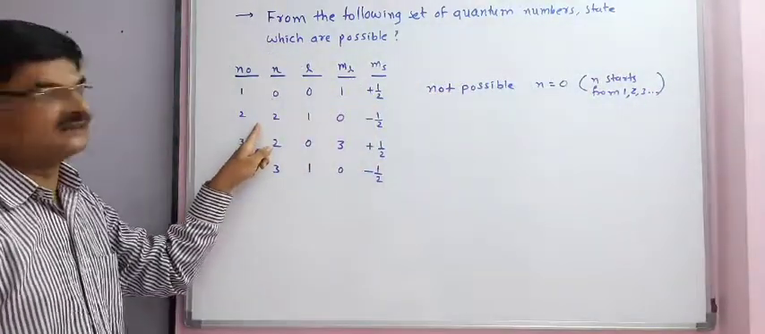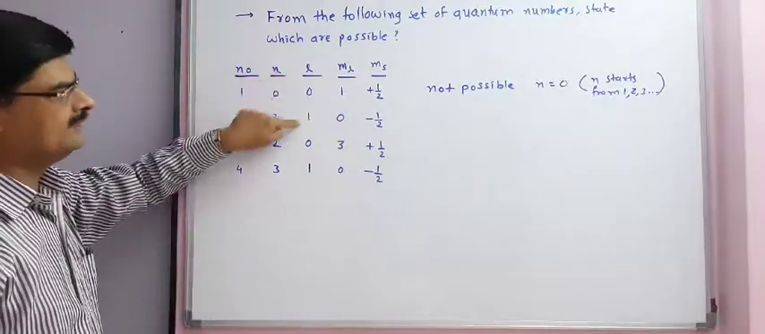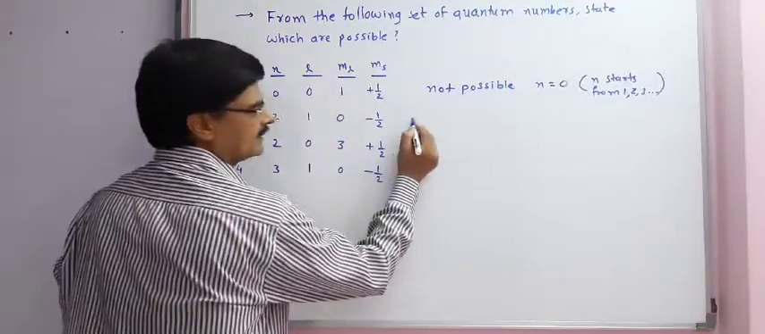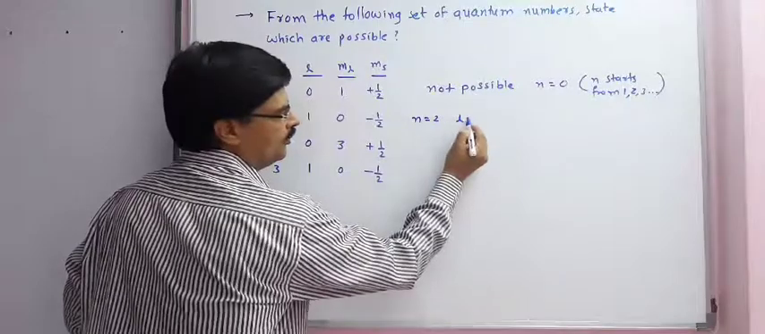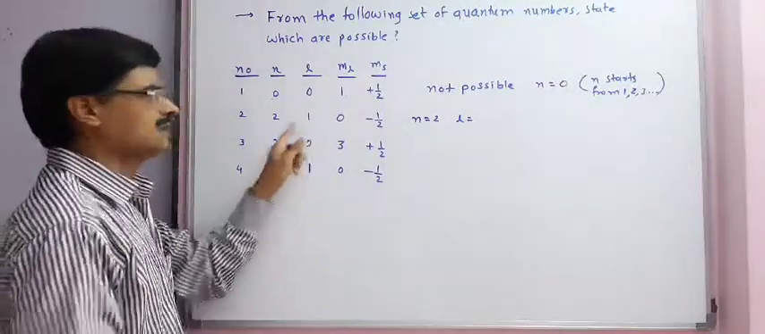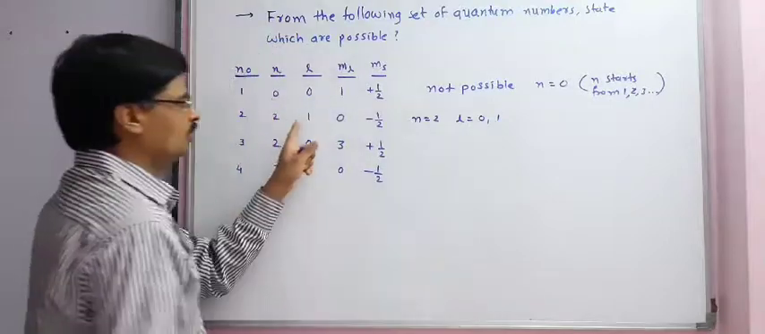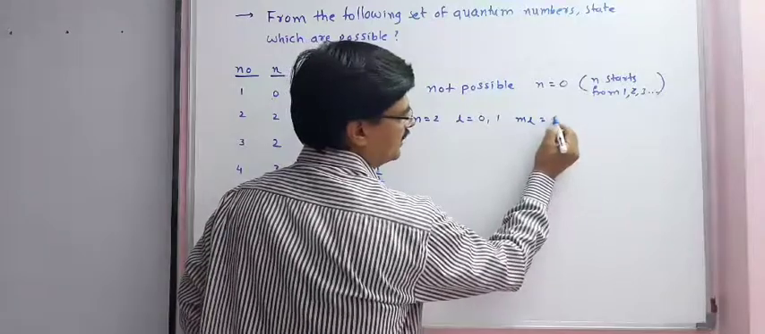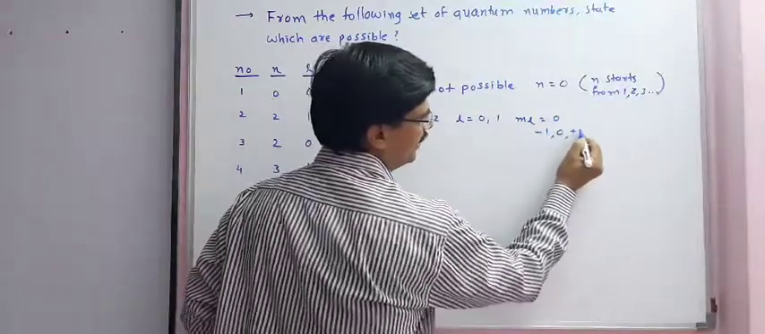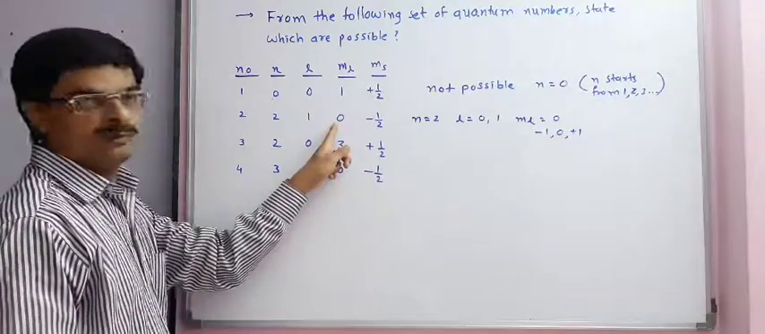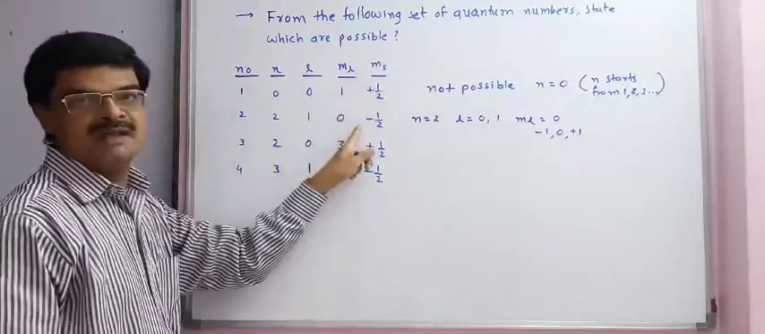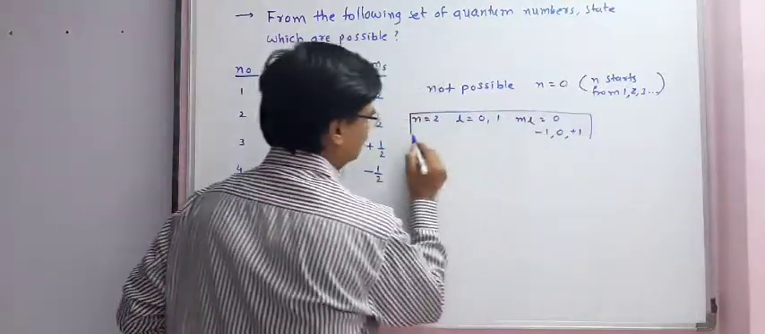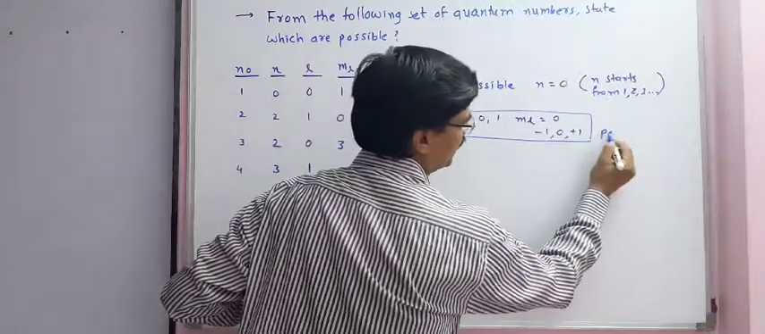Now, in the second set, n is equal to 2, l is equal to 1, ml is equal to 0 and ms is equal to minus half. For the second set, n is equal to 2, so the values of azimuthal quantum number are 0 and 1, so here it is possible. In the same way, ml values are minus 1, 0 and plus 1, so here the ml value is also possible, and the spin quantum number may be minus half or plus half. That is why we can say that set number 2 of quantum numbers is possible.